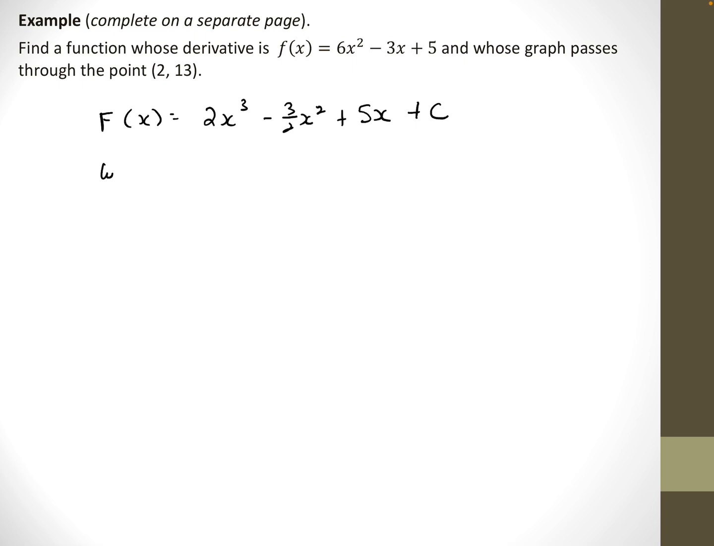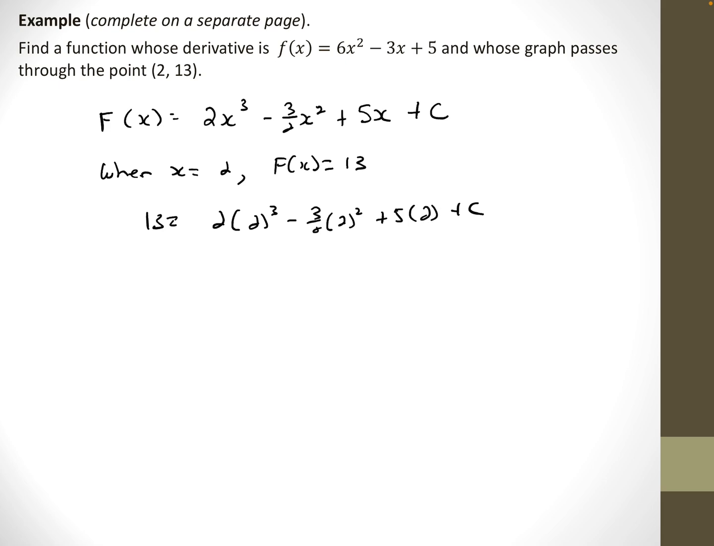Fortunately, in this question, they give us some information. When x equals 2, the function will be equal to 13. So I get 13 equals, and I put this 2 in there, 2 cubed minus 3 halves 2 squared plus 5 times 2 plus c. And then, like we've been doing all the way along in questions like this, that subbing allows us to quickly come up with the value of c, and I think if you manipulate around, you'll find that c is negative 7. So the function that works here is 2x cubed minus 3 halves x squared plus 5x minus 7.